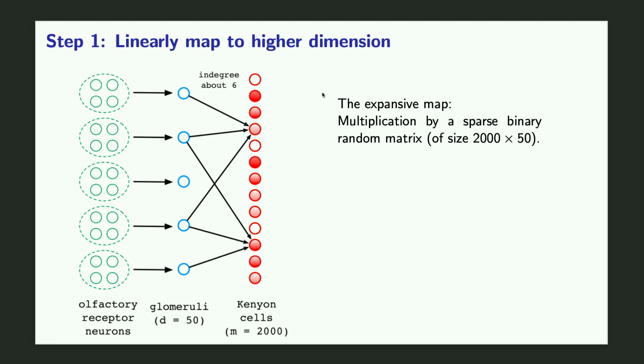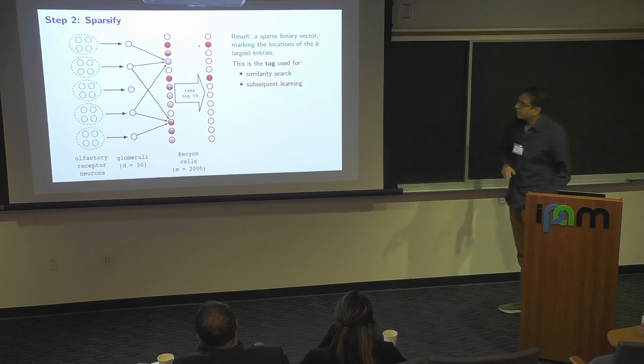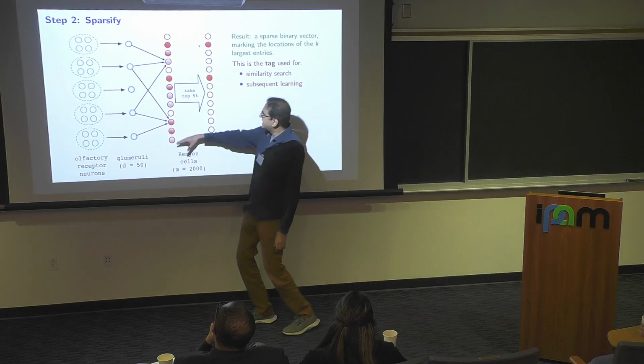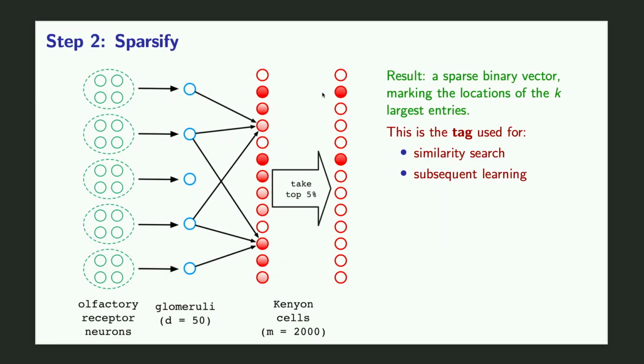And since it's just adding stuff up, the entries in the matrix are just zeros and ones. And if each of these guys is connected to roughly 6 of these, then each row of the matrix has about 6 ones in it. So it's a sparse binary matrix to a first approximation, to a very coarse approximation. So the next thing that happens is that this 2,000-dimensional vector, which is actually very dense, because you've taken 50 dimensions and multiplied it by this matrix, is then sparsified by just retaining roughly the top 5% of the values in it. Okay, so from 2,000 you go down to about 100 entries.